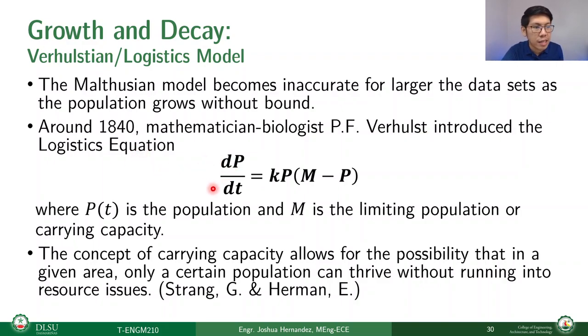We have dP over dt equals kP multiplied by quantity M minus P, where P of t is the population and M is the limiting population or the carrying capacity. Okay? So, eventually, biologists have found that in many biological systems, the population grows until a certain steady state population is reached. At yun nga yung ating carrying capacity. This possibility is not taken into account with the exponential growth. Hindi siya kinonsider ni Malthus noong time na yun because of perhaps limited data.